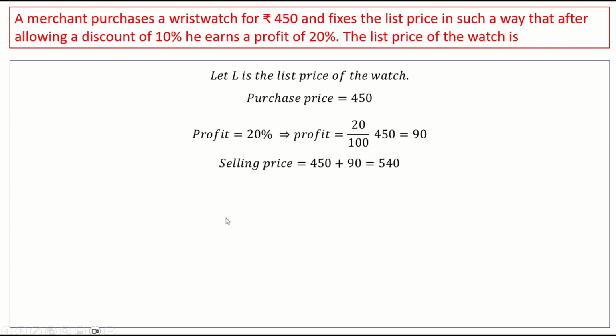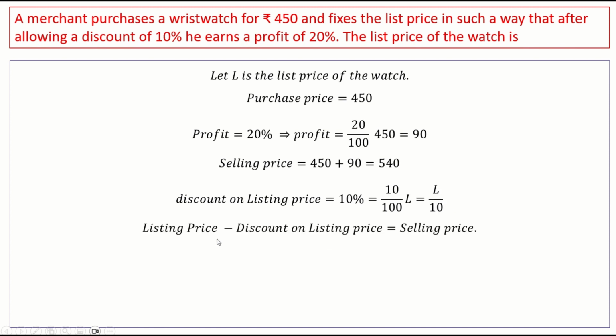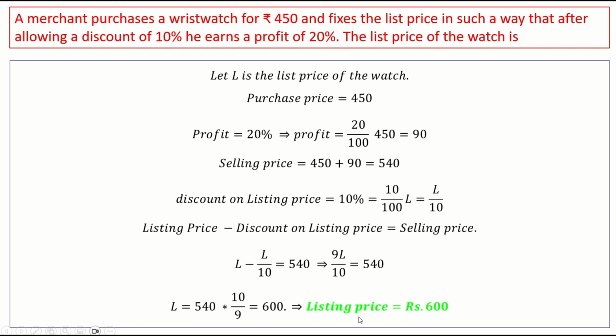Listing price is, he gave a 10% discount basically, right? So if L is the listing price, 10% discount is L by 10, correct? Listing price minus discount on listing price equal to selling price, correct? So L minus L by 10 equal to 540. That is 9L by 10 equal to 540. L equal to 600. Listing price is 600 is what you will get, right? Just be careful with the terms list price, purchase price, selling price. Okay, all those. Then you will not go wrong.